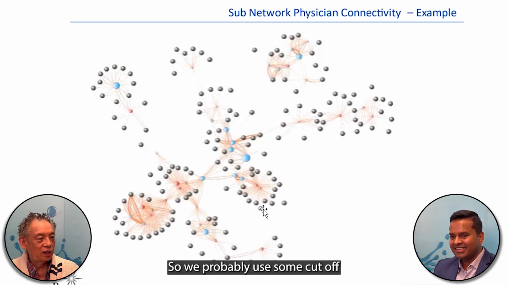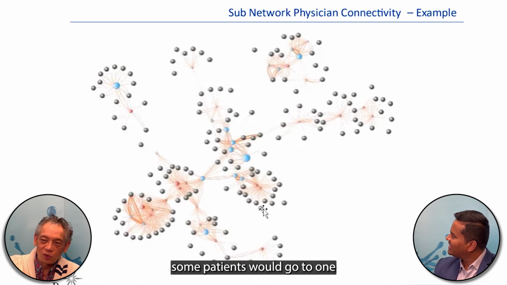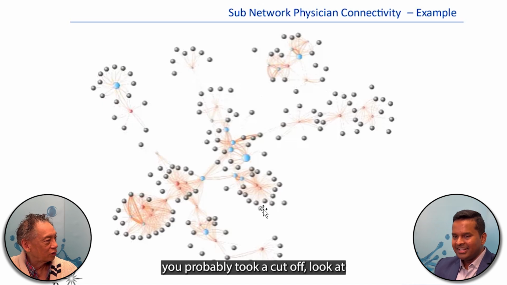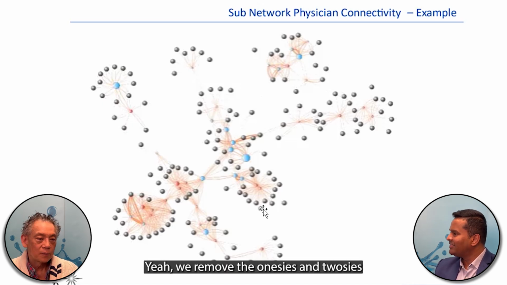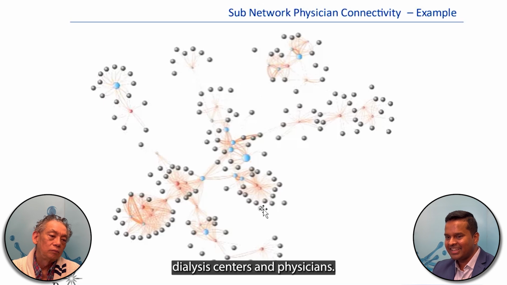So you probably used some cutoff to show the essence, because some patients would go to one dialysis center, and other patients would go to another. But here you probably took a cutoff and looked at the most important ones. Yeah, we removed the onesies and twosies so that we focus on the high-concentration dialysis centers and physicians. Wonderful. So we're happy we have this referrals database.